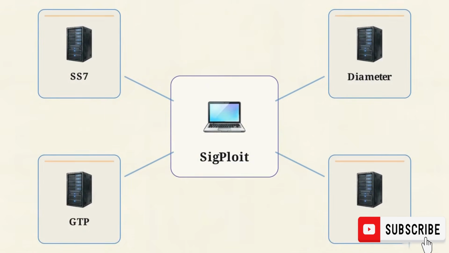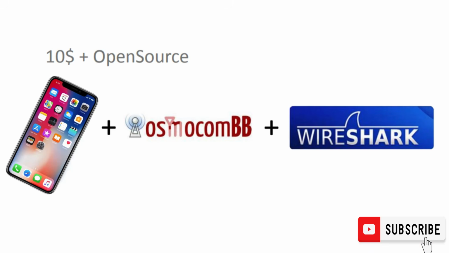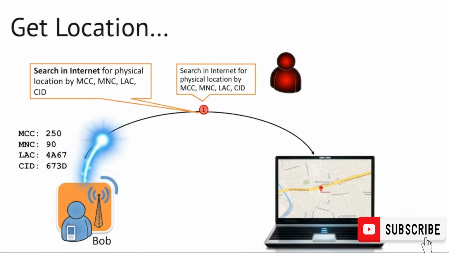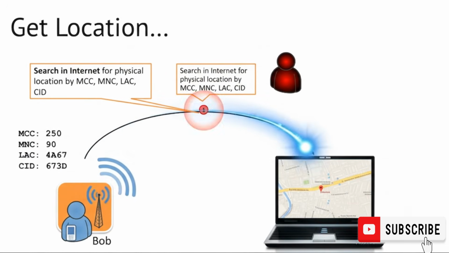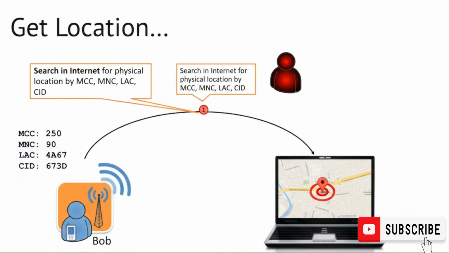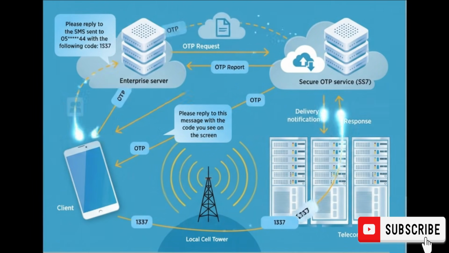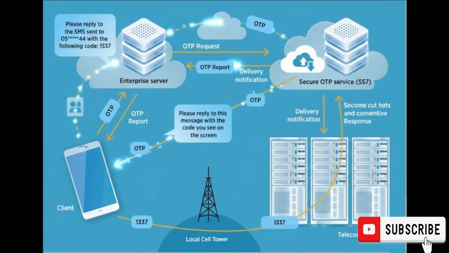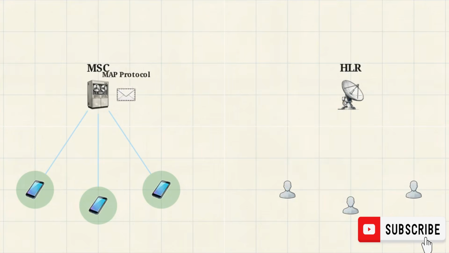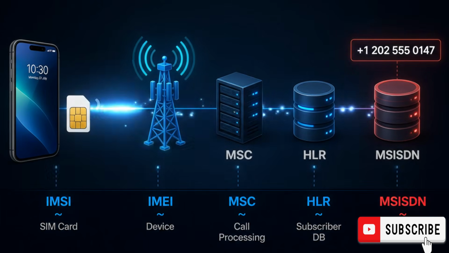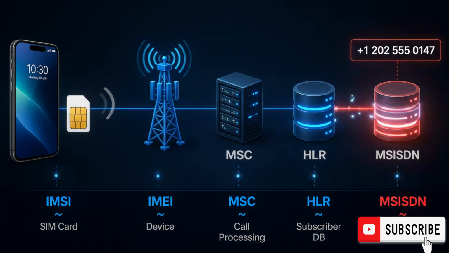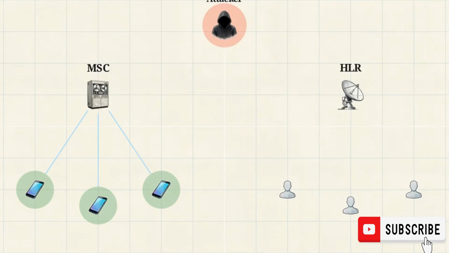One of its most powerful capabilities involves abusing the Mobile Application Part (MAP) protocol, which can be used to retrieve subscriber information, track a user's location, and manipulate SMS routing. The framework can also spoof signaling point codes, allowing attackers to impersonate trusted network elements such as MSCs or HLRs and send fake signaling messages. In addition, SigPloit demonstrates how man-in-the-middle attacks can be performed by manipulating telecom routing information, enabling attackers to place themselves between communication channels and intercept messages or calls.